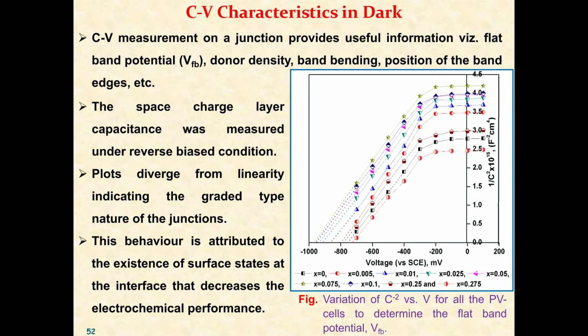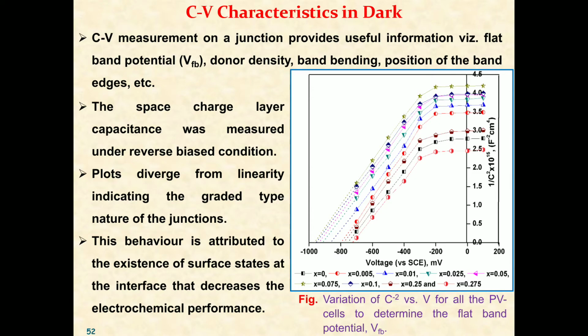CV measurement on a junction was also studied. The CV measurement on the junction provides useful information like flat band potential, donor density, band bending, and position of the band edges. The space charge layer capacitance was measured under reverse biased condition. Plots diverge from linearity, indicating the graded type nature of the junctions.